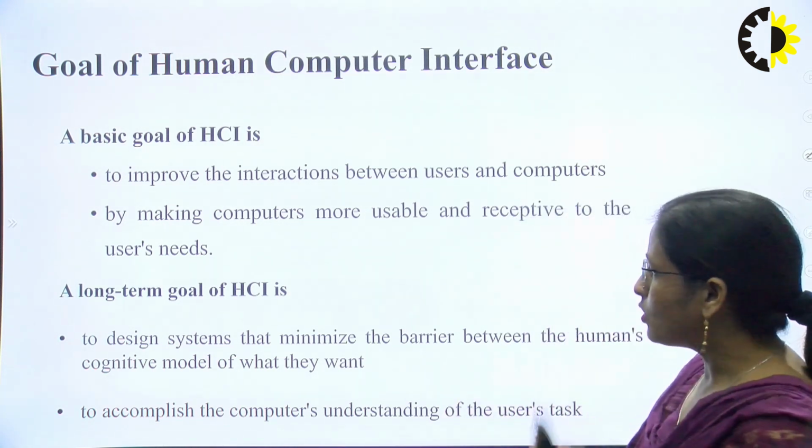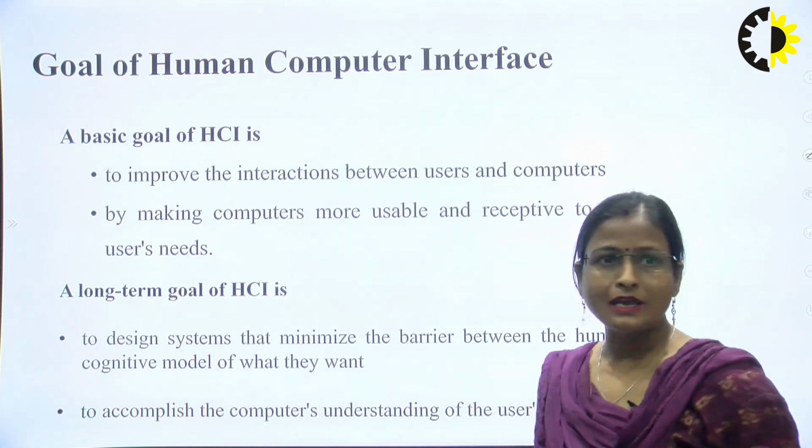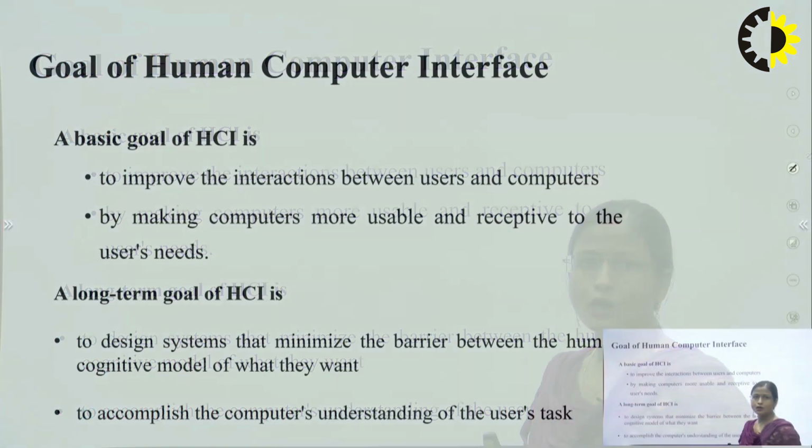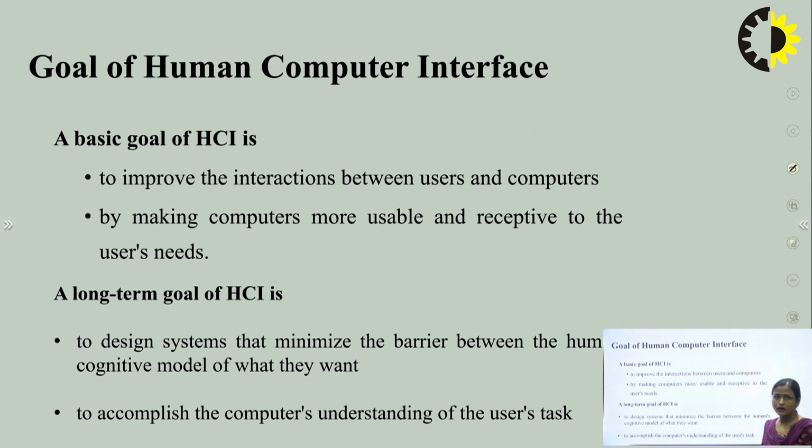A long-term goal of HCI is to design systems that minimize the barrier between the human's cognitive model of what they want, and the second goal is to accomplish the computer's understanding of the user task. That means depending on the requirement of the user, we have to create our HCI.